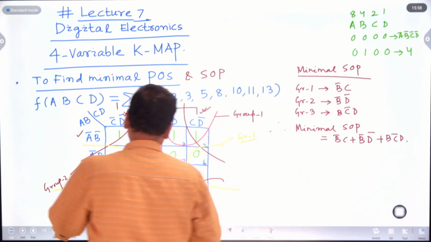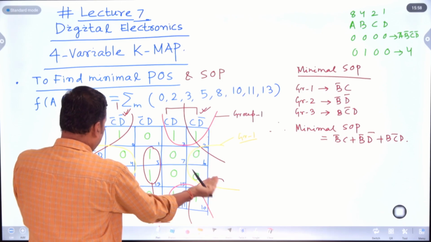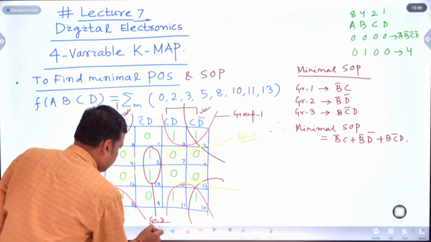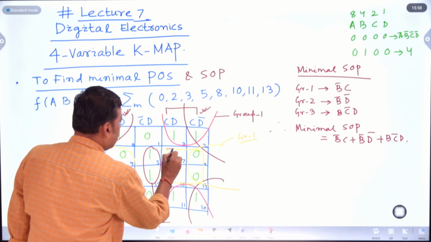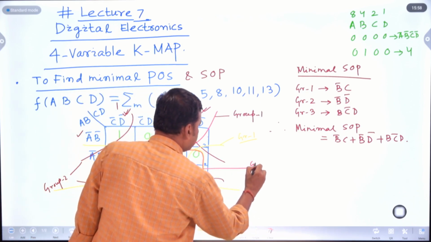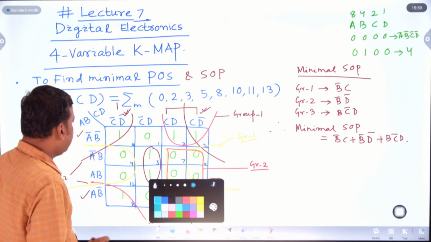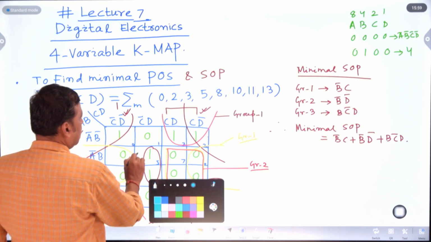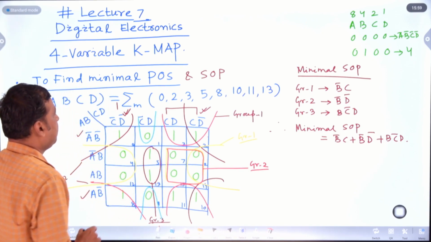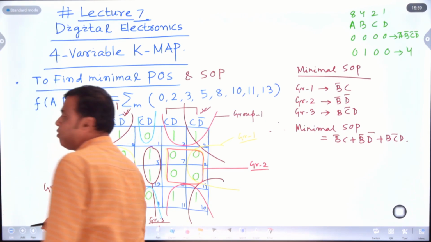Then another here. Also using these 2 zeros, even though these 2 zeros combine with this one, they can form a group also like this. This is nothing but your group 2. Then the remaining zero here: the adjacent of this one is this and this, a pair. That is your group 3. You should be clear about that.